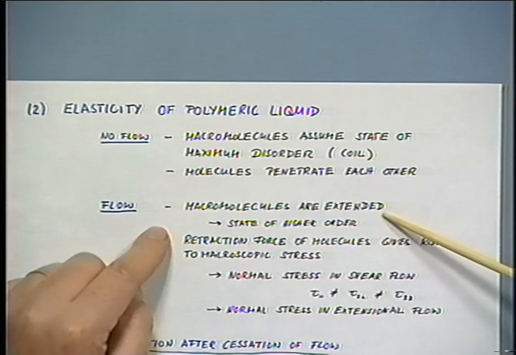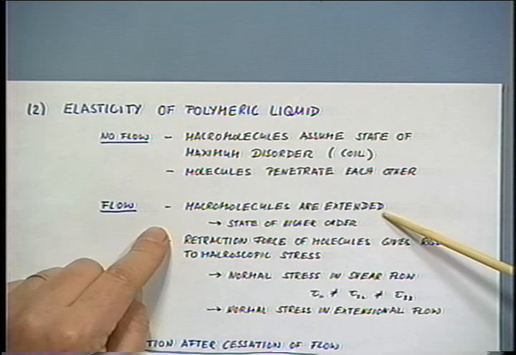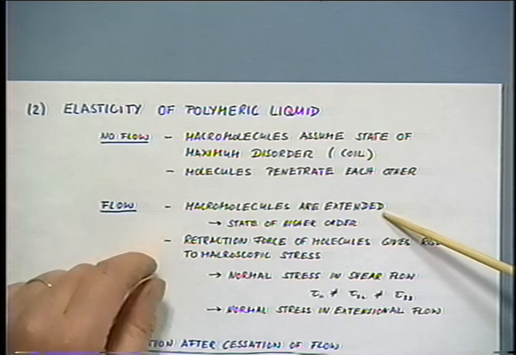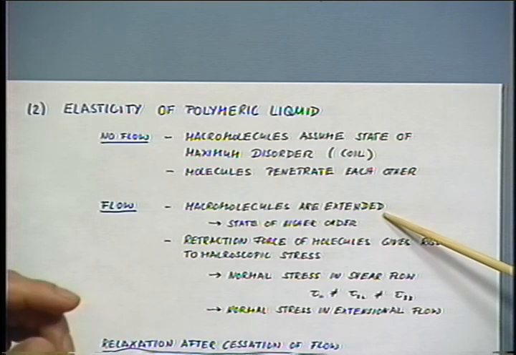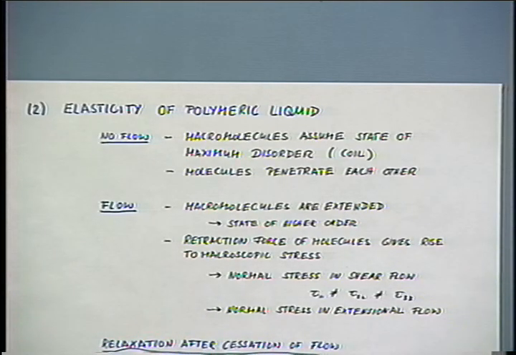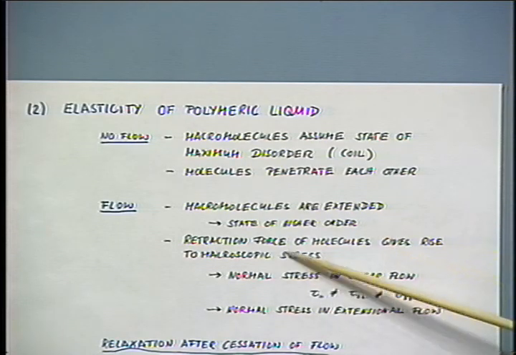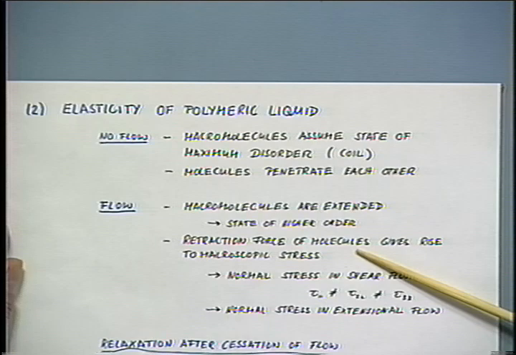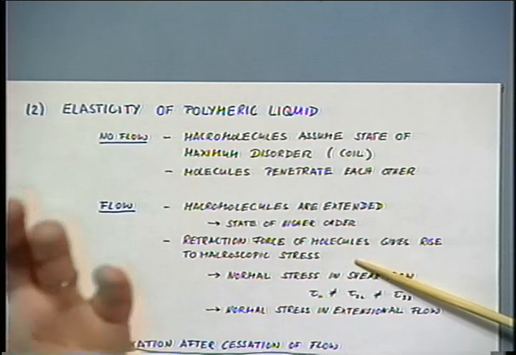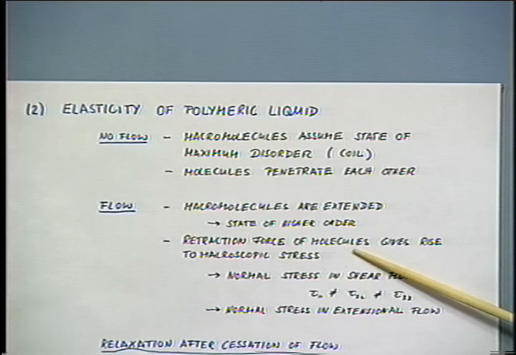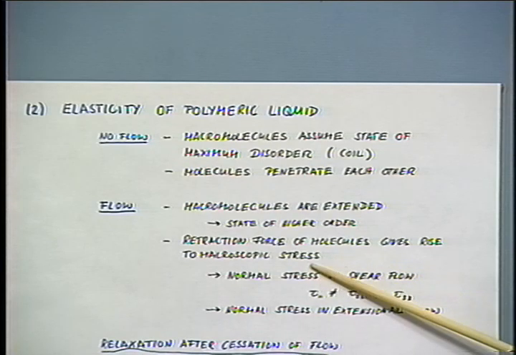Now, during flow, those macromolecules are extended, and they are moved into a state of higher order because of this extending. You have more chains in direction of your extension than chains sideways. So there's a higher order introduced, and this higher order, together with Brownian motion, gives rise to a retraction force in this molecule. The molecule wants to go back to this disordered coiled state, and the sum of all those retraction forces on the molecules give rise to a macroscopic stress.